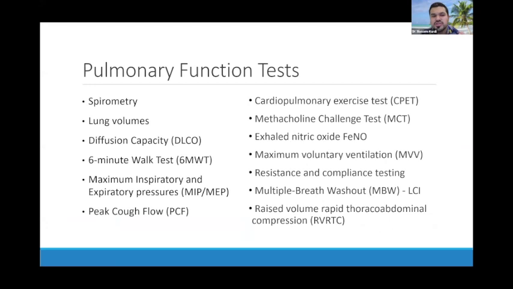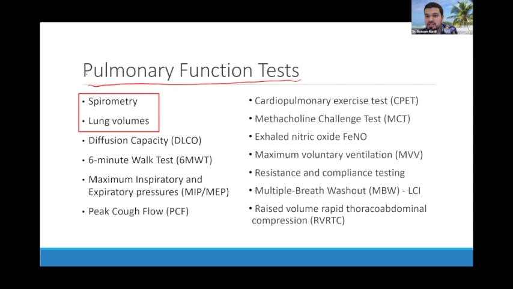Just so we know, when we say pulmonary function test, that could mean a lot of things. Spirometry and lung volumes are the two main ones that we're going to talk about, and even more so on spirometry, less on lung volumes, like Dr. Noor did. But there are so many other PFTs.